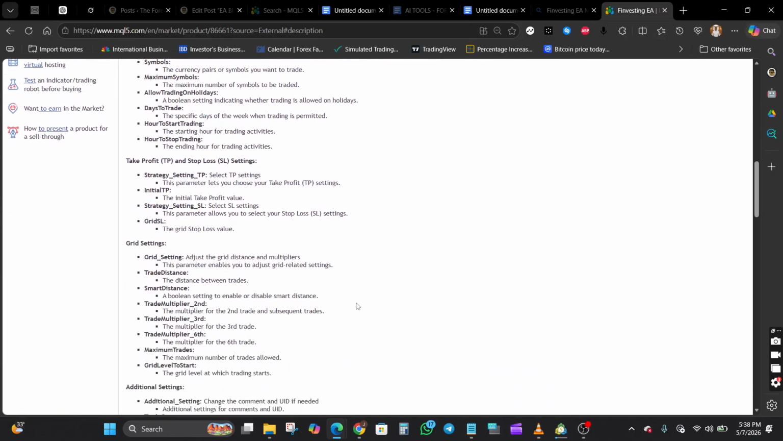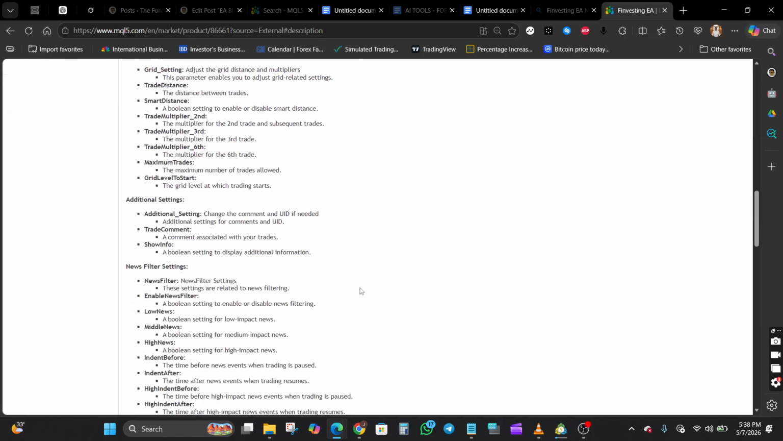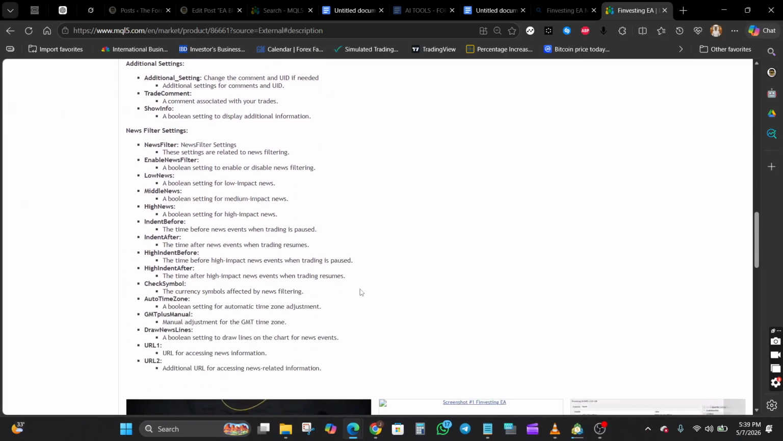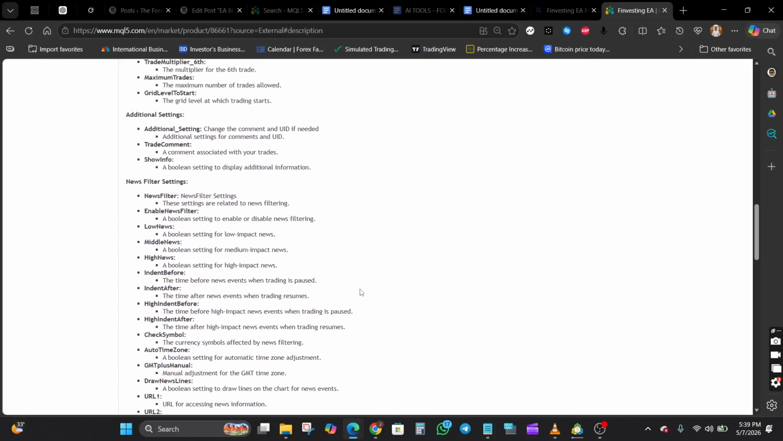Also, the trade distance and smart distance settings are especially important. Smart distance likely adjusts the spacing dynamically based on volatility or market conditions, rather than using a completely fixed grid spacing. So that's actually a smarter approach than traditional rigid grids, because fixed distance grids can become extremely vulnerable during high volatility expansions.